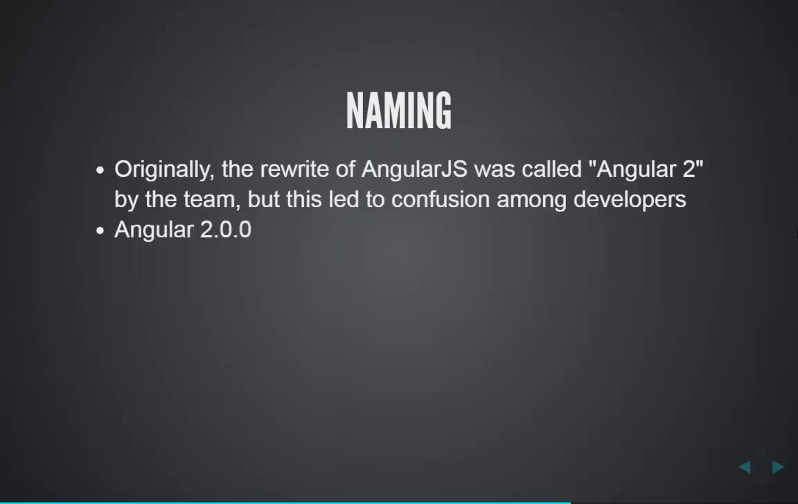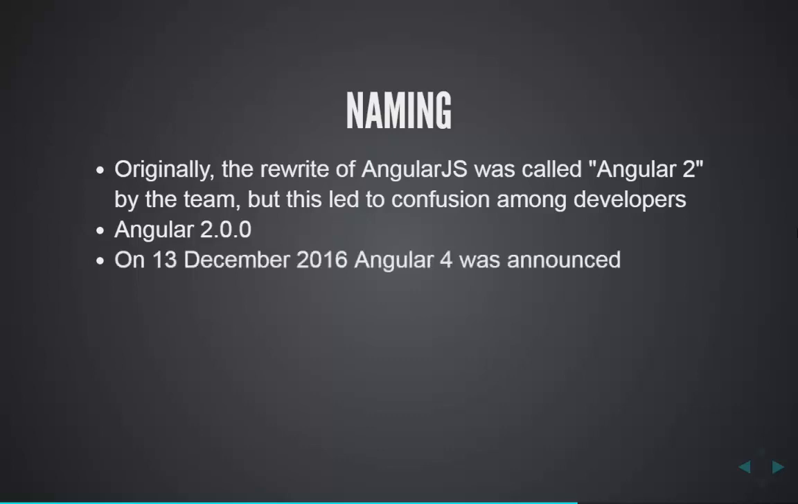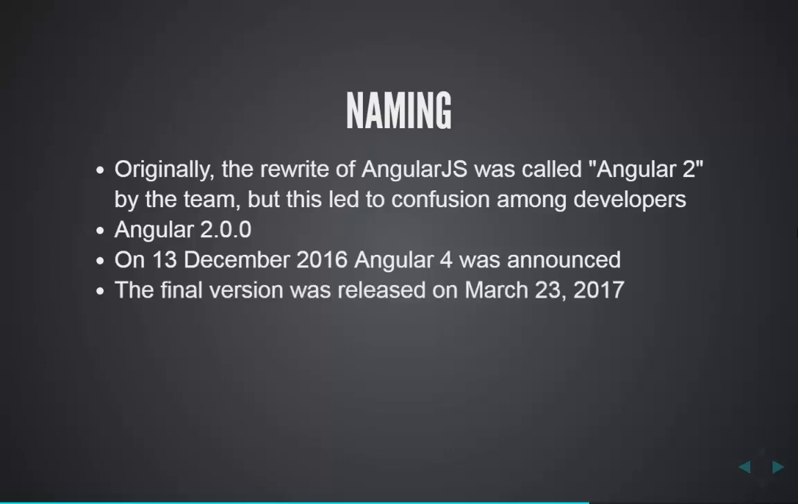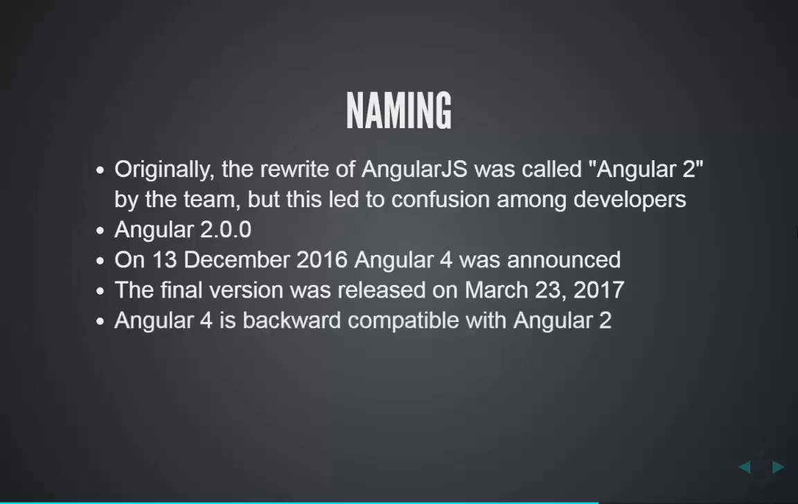So the first version of Angular is Angular 2, version 2.0.0. Then on 30th December 2016, Angular 4 was announced. The final version was released on March 23rd, 2017, named Angular version 4.0.0. Angular 4 is backward compatible with Angular 2.